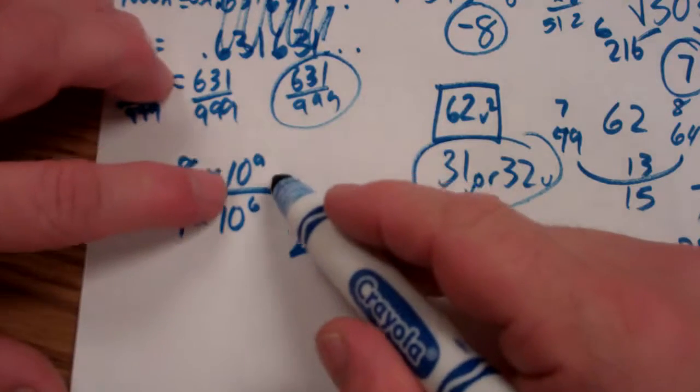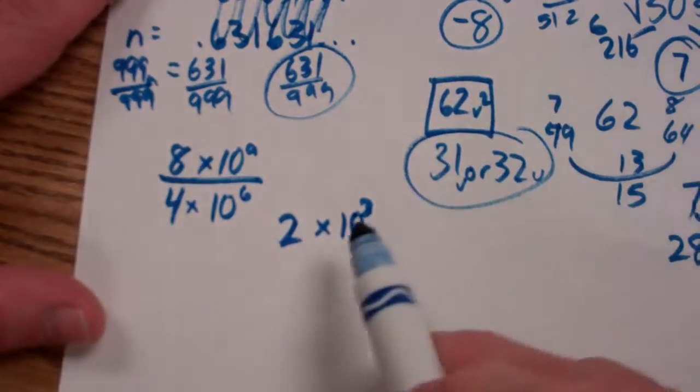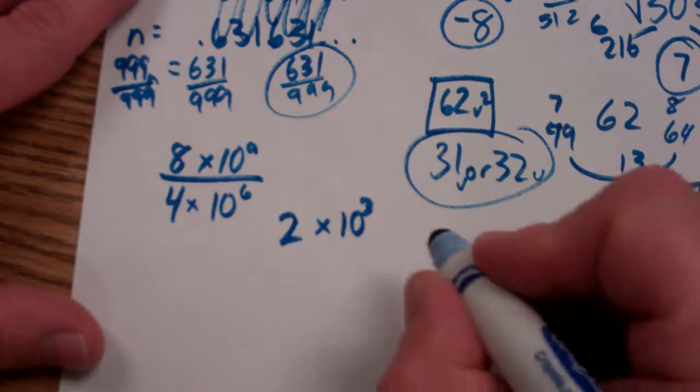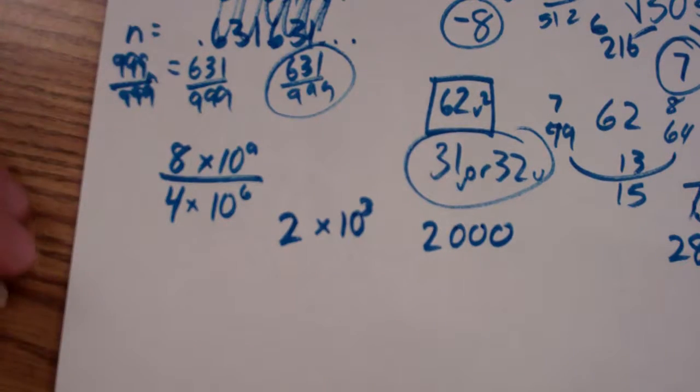10 to the 9th divided by 10 to the 6th. Remember, we subtract and you get 10 to the 3rd. So that's how many times bigger it is. 2 times 10 to the 3rd. Of course, you could work that out. 2 times 10 to the 3rd would move the decimal 3 places, about 2,000 times bigger.